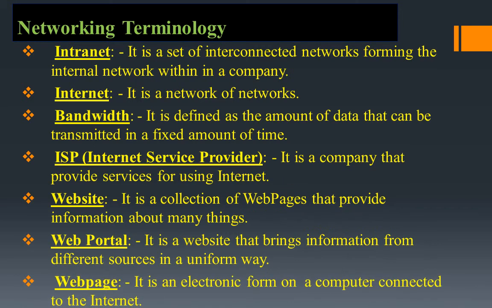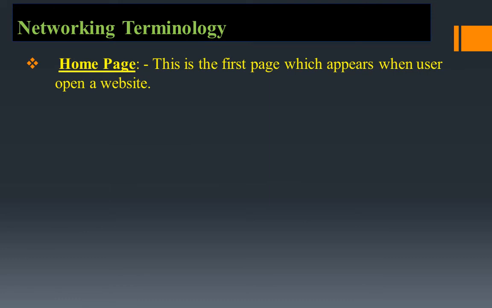Then web page. Whatever page we see on a website, what is it? It is a web page. It is a part of a website. It is stored in electronic form on a computer connected to the internet. Then next is home page. Every website has a main page. This is the first page which appears when we open a website. This is called home page.